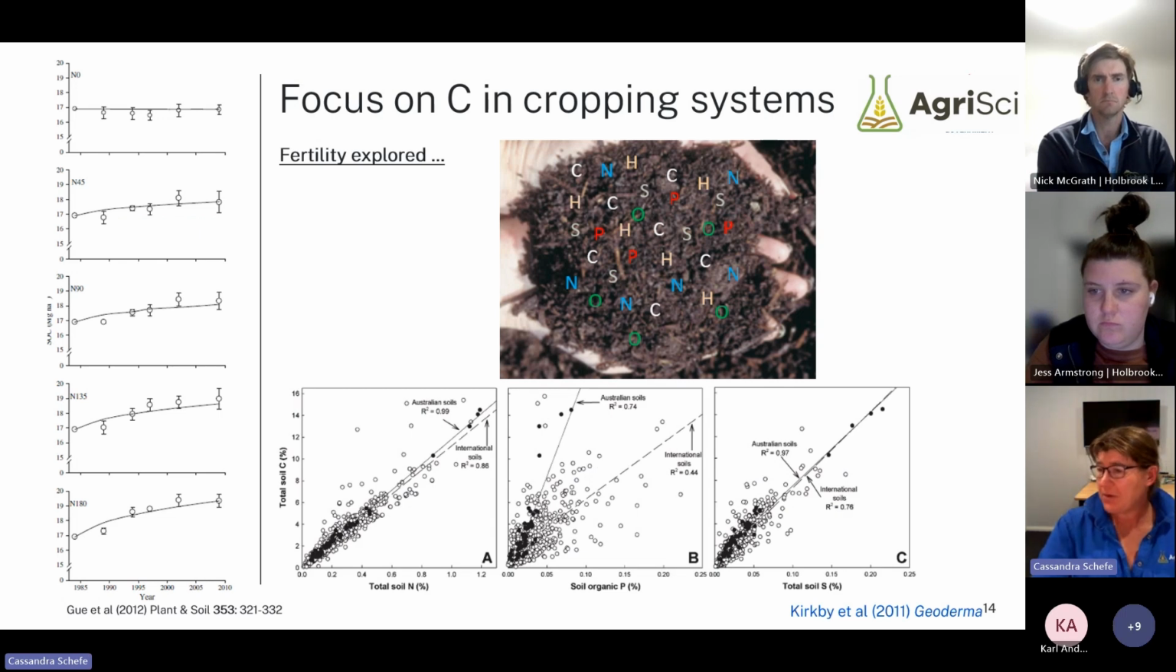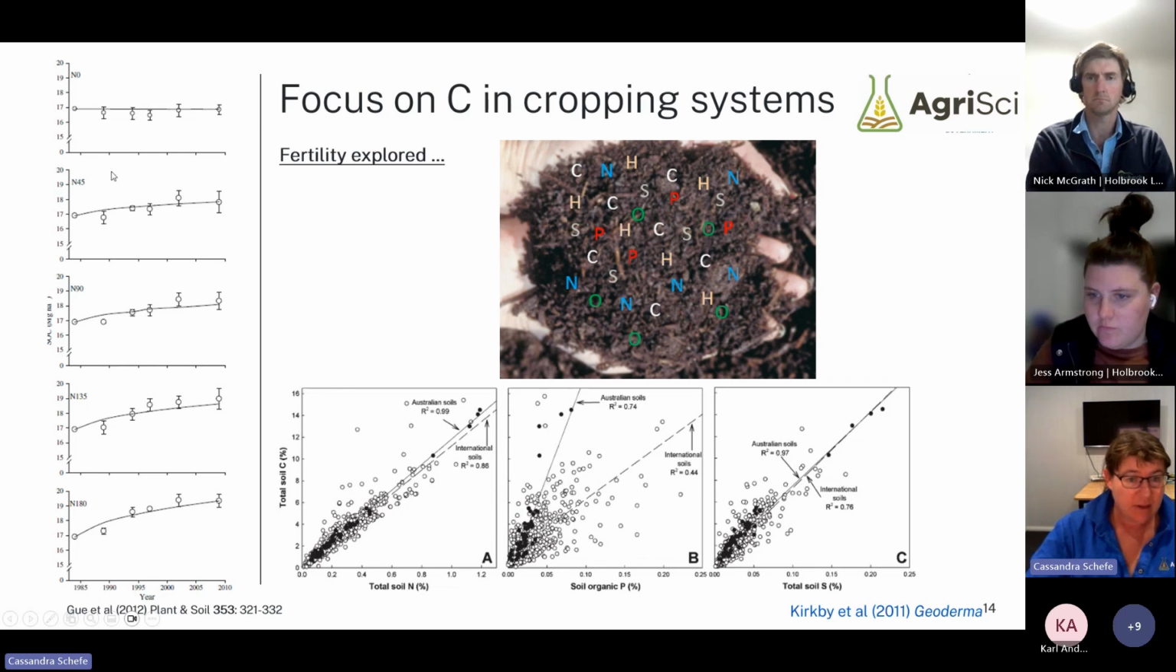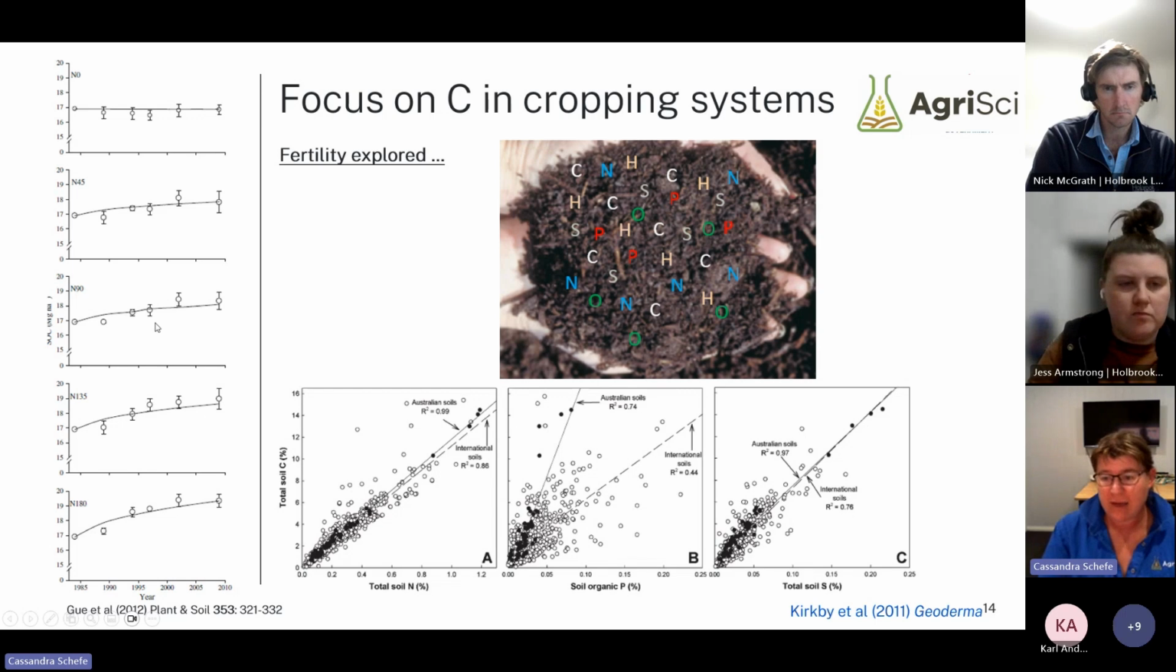And just focusing on the fertility aspect a little bit more, we know that we need other nutrients in the system to maintain plant biomass and to improve and maintain soil carbon values. This is just some examples to demonstrate the role of the other nutrients. So on the left is some international work to demonstrate that as we increase our nitrogen input into our cropping systems over a long period of time from 1985 to 2010, we have significantly increased the soil organic carbon in those systems. And this is long-term replicated work.